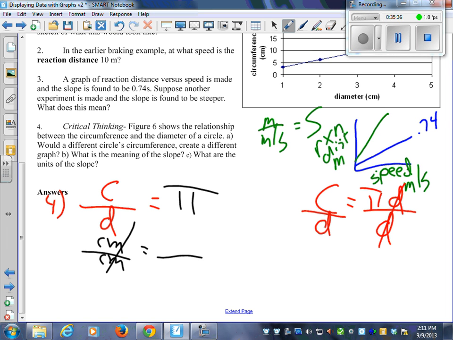What are the units of the slope? No units. Big fat nothing. Is there always going to be no units on the slope? No, only when it's a constant. What does the word constant mean? Always the same. 3.14 what? Very good. 3.14 newtons, right? There is no unit. It's not seconds or anything like that.